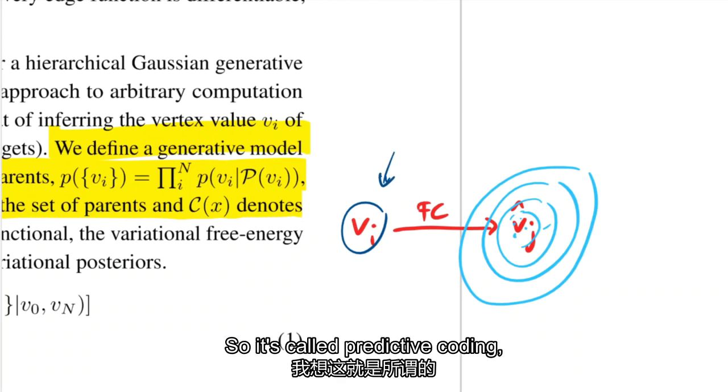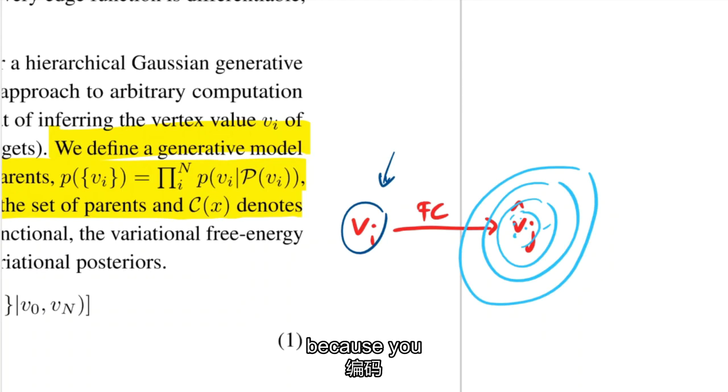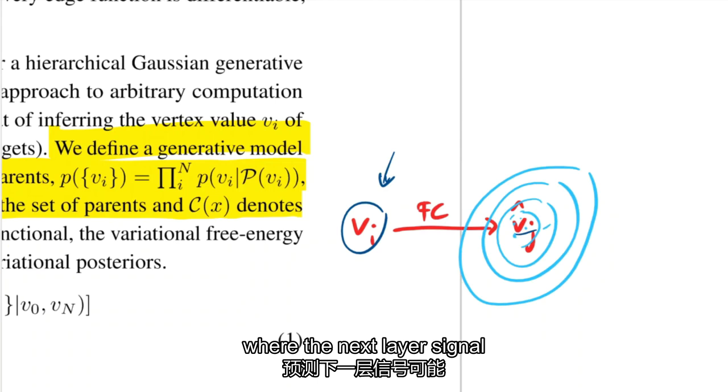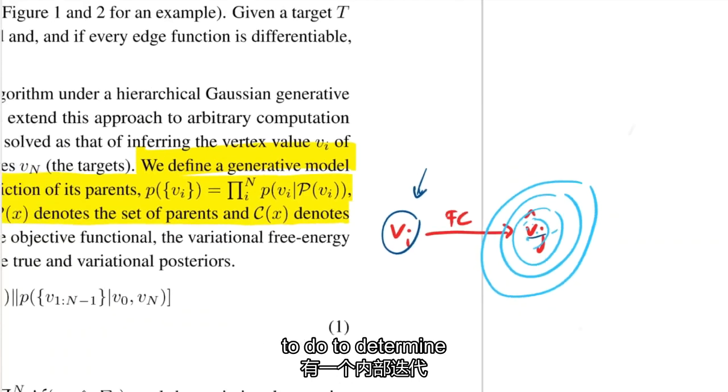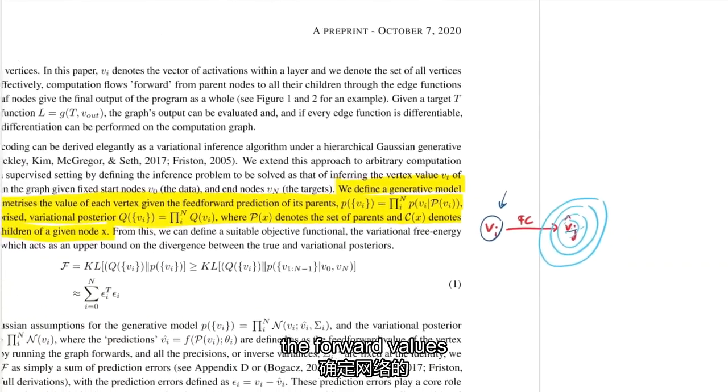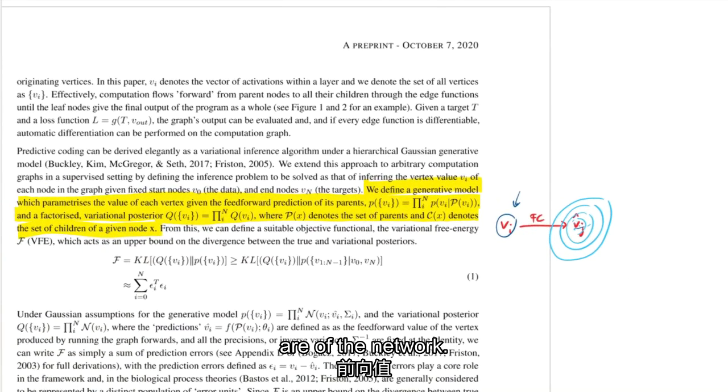It's called predictive coding, I guess, because you always only predict where the next layer signal might be, and you refine that prediction in a series of inner iteration steps. And that all happens before you even do a parameter update. So there's going to be an inner iteration to determine what the forward values of the network are.